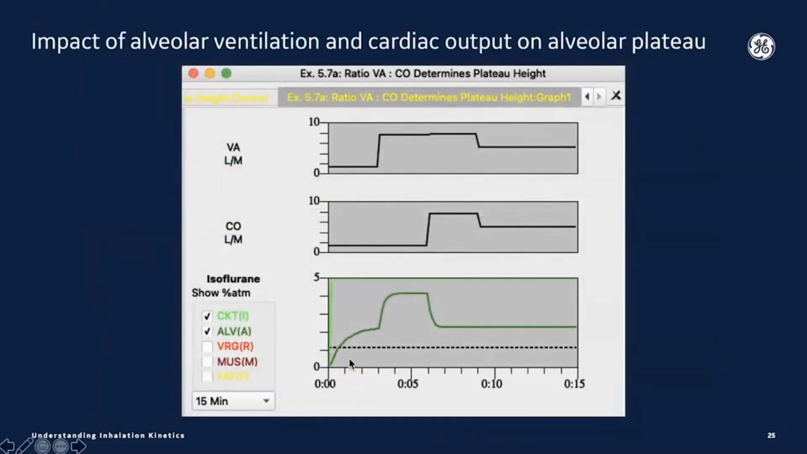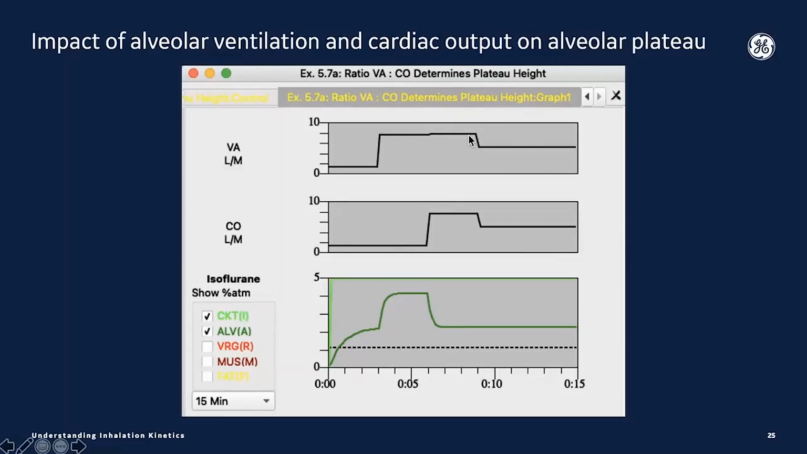If we look at the impact of changing ventilation, bringing drug into the patient's lungs faster, here's what we see. I've started out here with the cardiac output and alveolar ventilation being equal. We've got this initial curve with this level of plateau. We then increase the patient's alveolar ventilation, and the alveolar tension rises. We increase cardiac output, and the alveolar tension falls. They're back to the same height they were before because these two are in the same ratio.